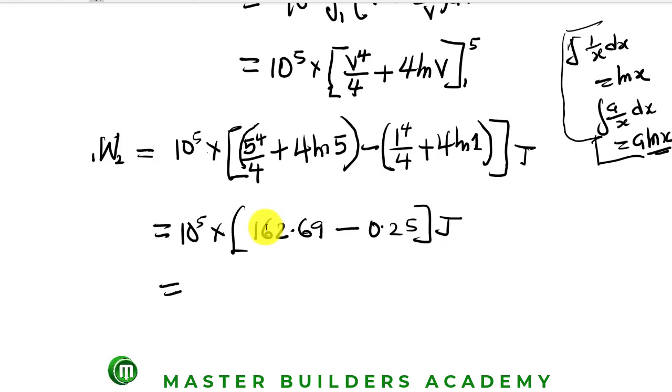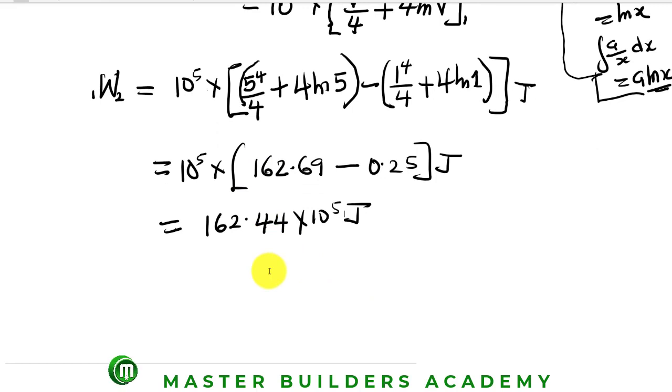And then when we subtract, this will give us 162.44 multiplied by 10 raised to the power of 5 joules. This is what we have. We can decide to express our answer in kilojoules or megajoules. So let's assume we want to leave our answer in kilojoules.